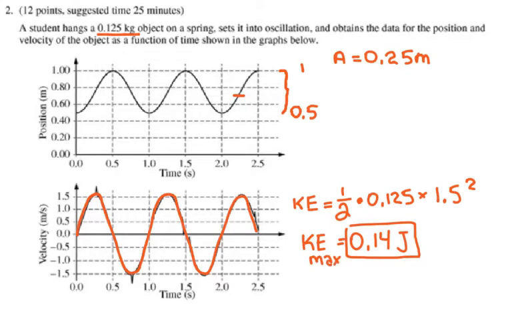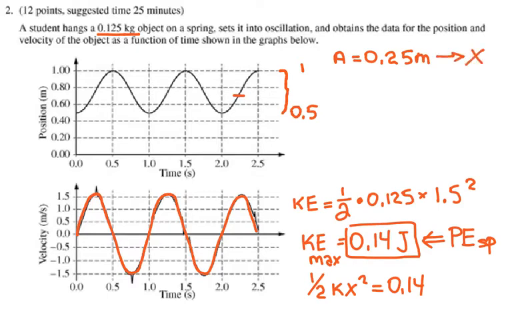This maximum energy comes from the potential energy of the spring. So 1/2 kx squared is equal to 0.14, where x is your amplitude, the maximum displacement. So from here you can find what k is equal to, and we're going to use this data in a second. I have 4.48, and that is measured in newtons per meter.